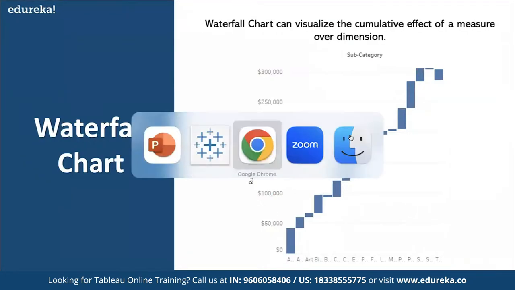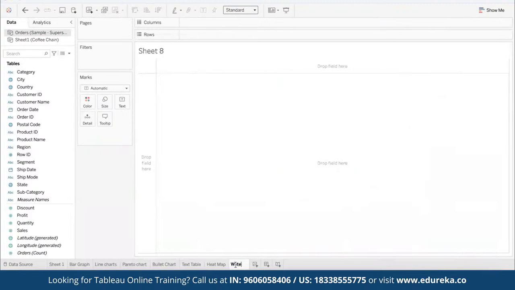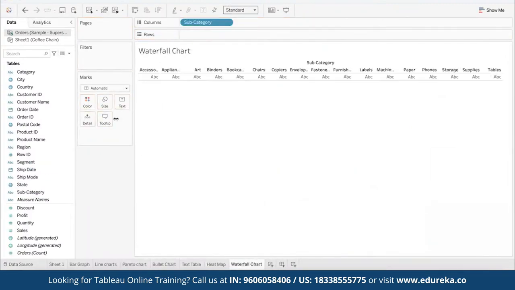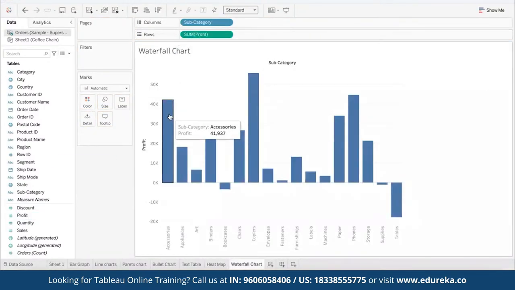Okay, this is a slightly tricky chart to understand and also to create. So these are different subcategories, and this is the profit. This is how they are contributing. Accessories contribution is around 42,000. Appliances is 18.